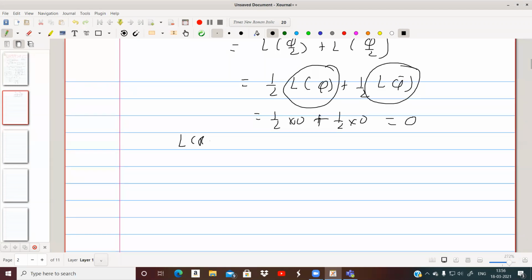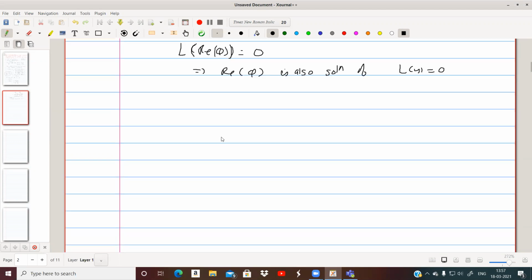So we have shown that the real part of phi also satisfies the operator. That is, the real part of phi is also a solution of L of phi equal to 0. But this holds only if the coefficients are real valued, otherwise not. Similarly, we also prove that L of the imaginary part of phi is also 0.